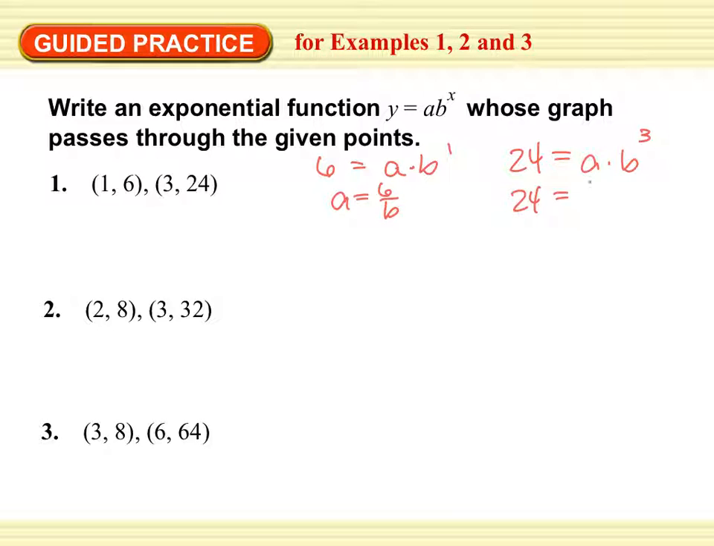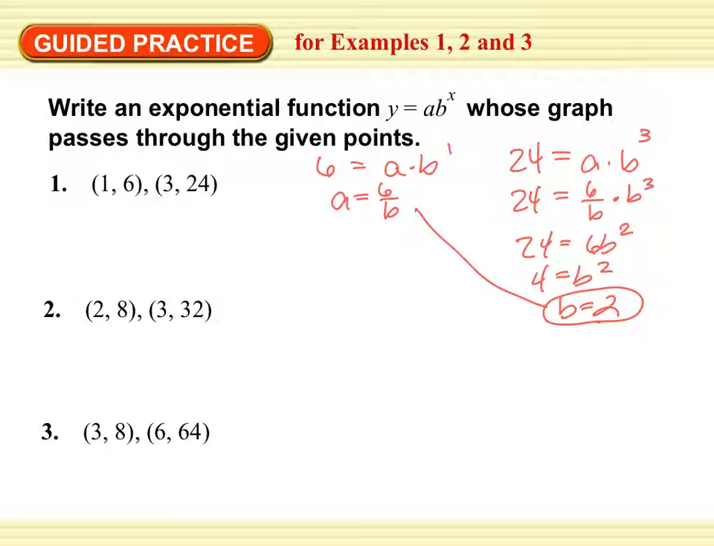24 equals 6 over b times b cubed. That simplifies to 6b squared. Divide both sides by 6, I get 4 equals b squared, therefore b equals 2. Fantastic. Going back up here, a equals 6 over 2, 3. So y equals a times b to the x.